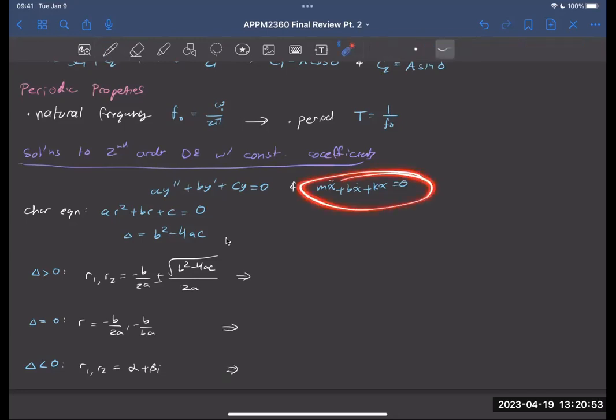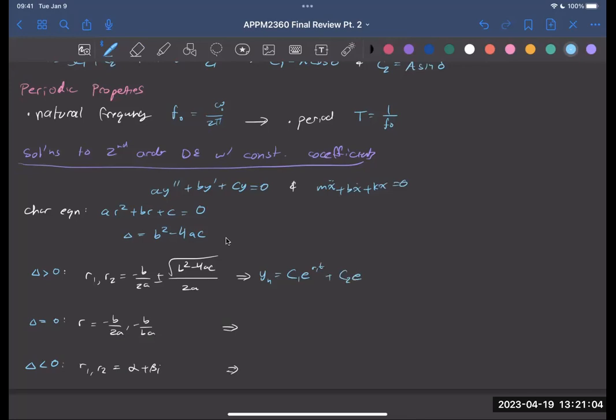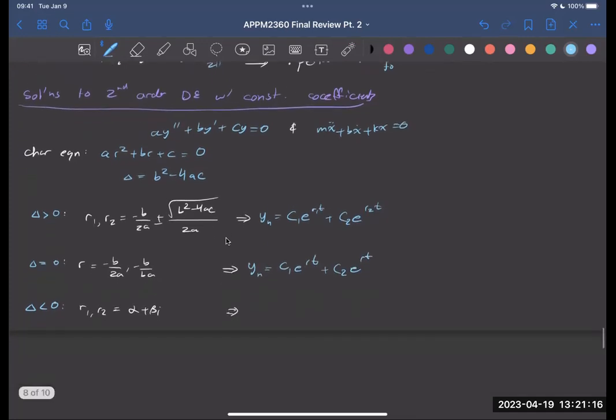So let's talk about how we convert from this to our homogeneous solution. Note that this is a homogeneous differential equation. We have a 0 on the right-hand side, so there's no forcing term. So the homogeneous solution for this first case is going to be C1 e to the r1 t plus C2 e to the r2 t. For the second case, where the determinant is 0, y sub h is equal to C1 e to the r t plus C2 times t e to the r t. That's the difference because we have that repeated root. y sub h for this third case, where the determinant is negative, is e to the alpha t times C1 cosine of beta t plus C2 sine of beta t.